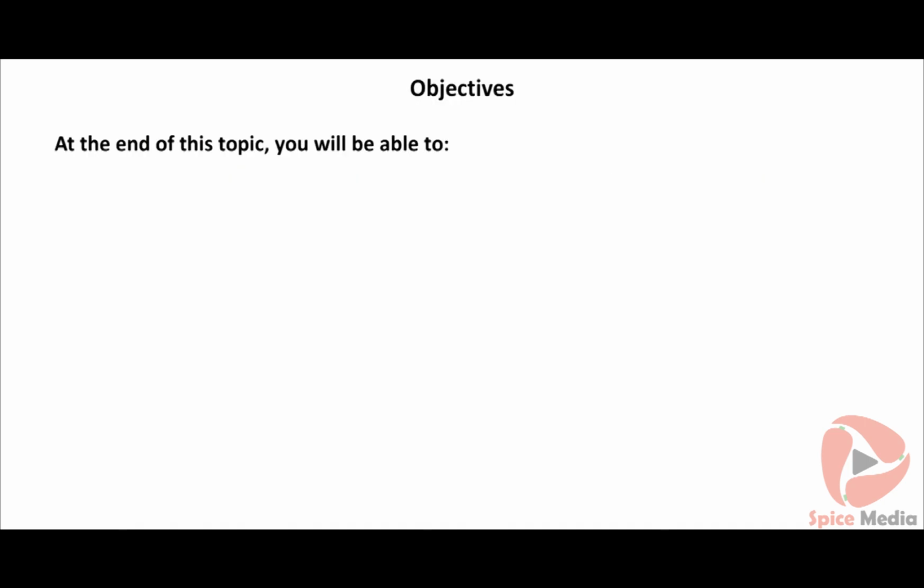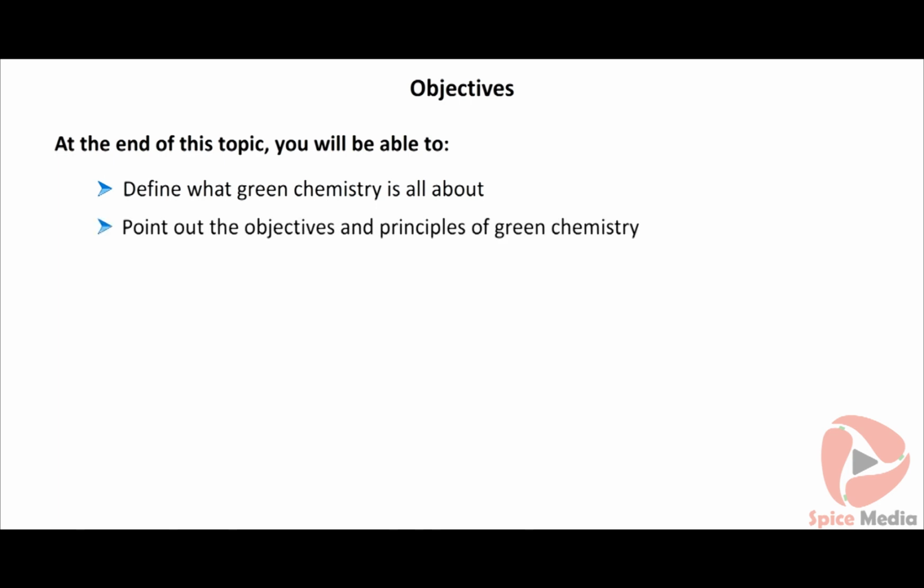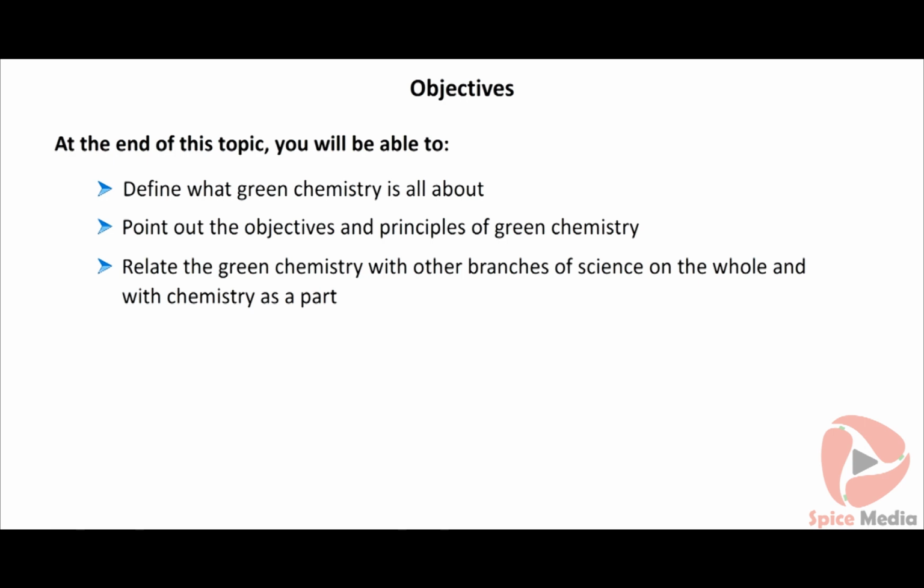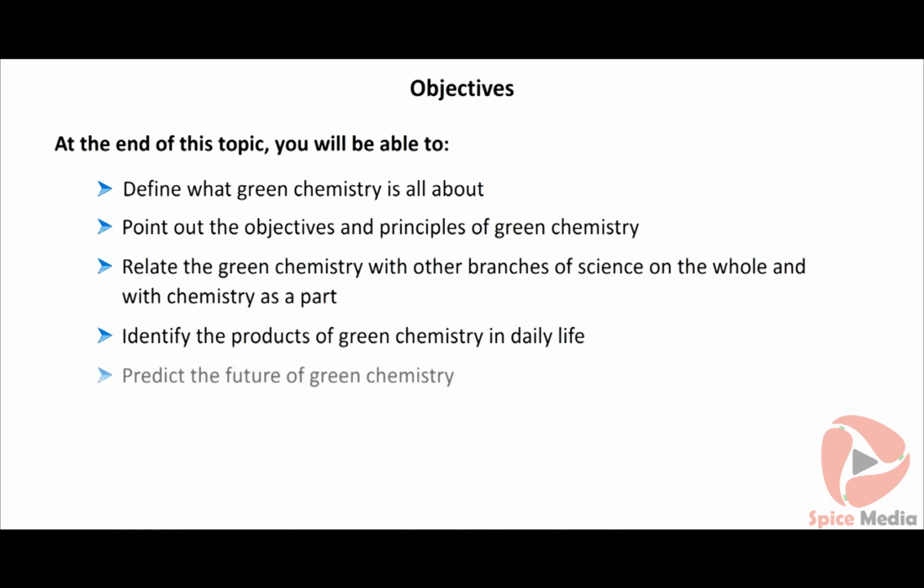At the end of this topic, you will be able to define what green chemistry is all about, point out the objectives and principles of green chemistry, relate the green chemistry with other branches of science on the whole and with chemistry as a part, identify the products of green chemistry in daily life, predict the future of green chemistry.